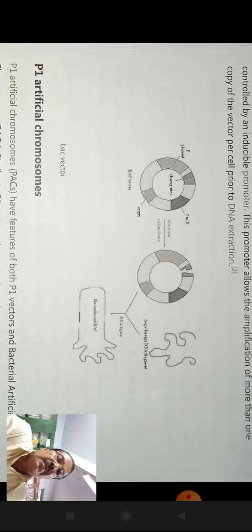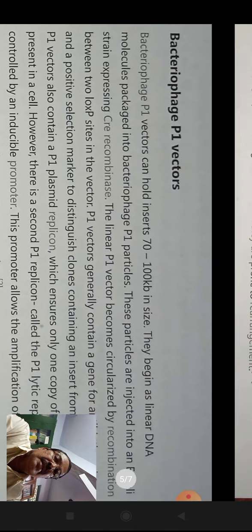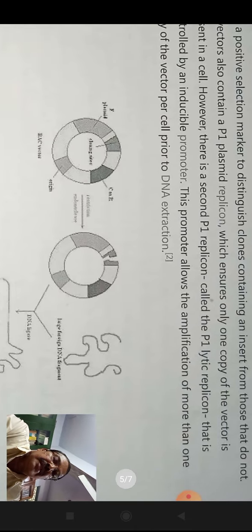The diagram represents the nature of bacteriophage P1 vectors. So you're going to observe the region of origin. In that region, we are going to insert the foreign DNA segment for the purpose of cloning.